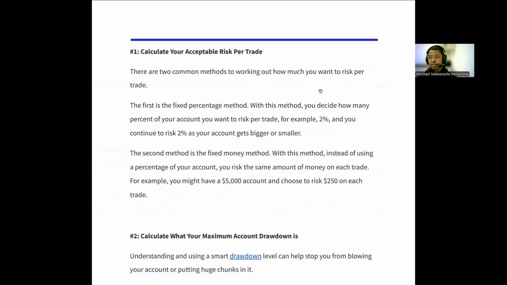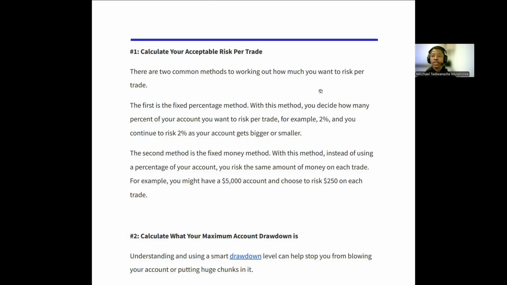You should have an acceptable risk per trade. Like I told you, I always risk 0.5 to 1% per trade. You should always also have a risk that you place per trade, a certain amount of risk that I'm willing to lose on a trade.